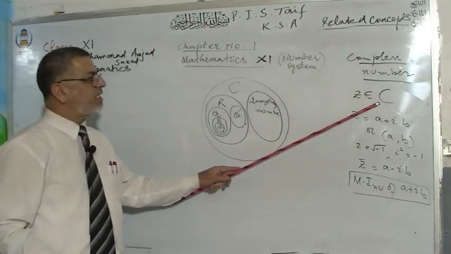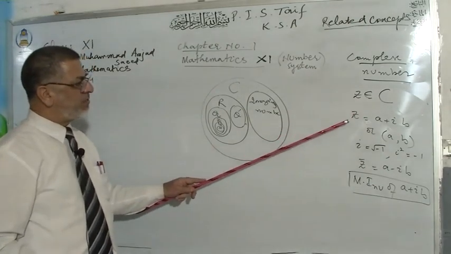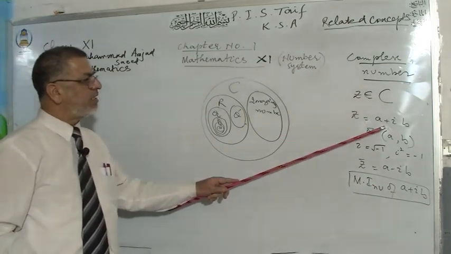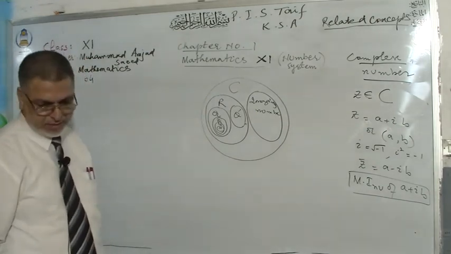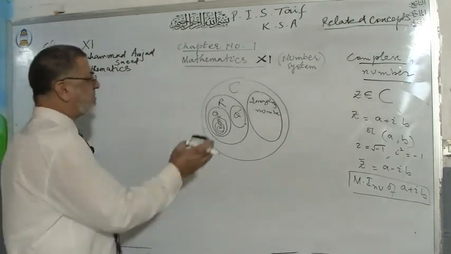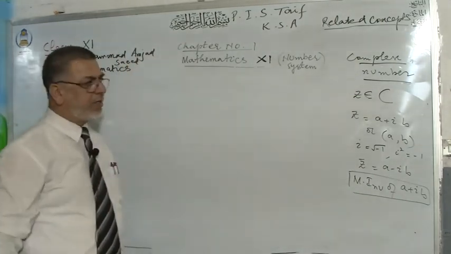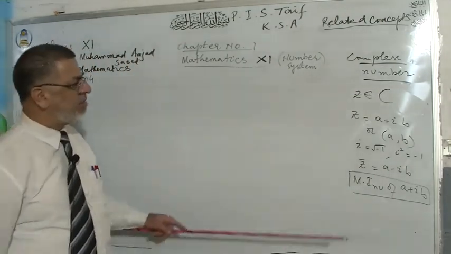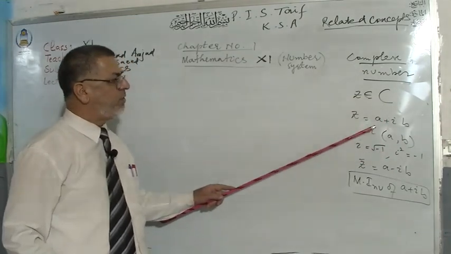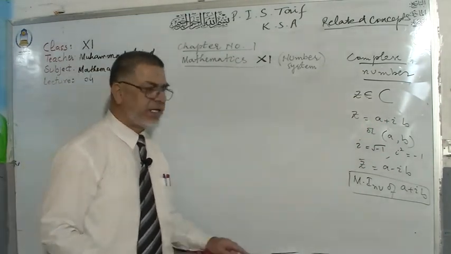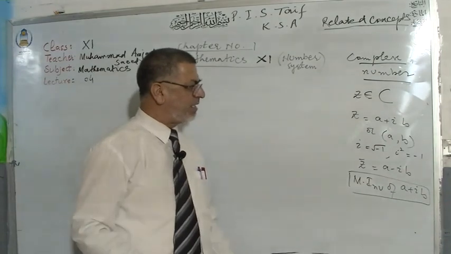The members of set of complex numbers are denoted by Z. This is equal to A plus iota B. Basically, what is meant by iota? Actually, iota is an imaginary number whose numerical value in your calculator is not existing. This will give you the math error.